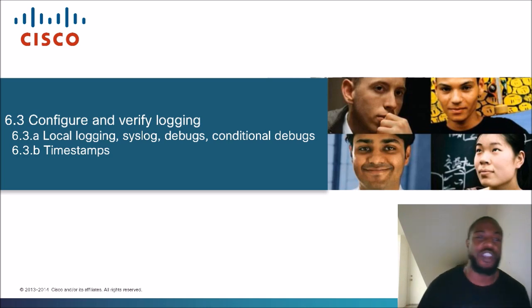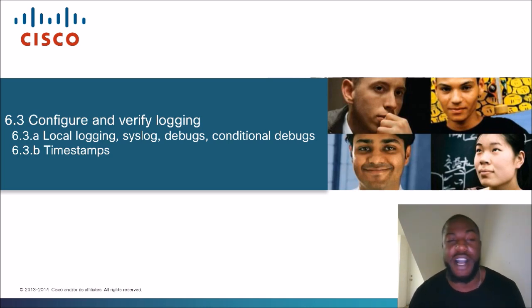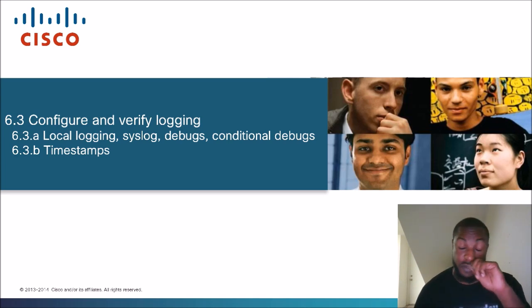Today we're going to be covering configure and verify logging, specifically section 6.3a, local logging. This is a topic in the CCNP Route exam. It'll be known as the CCNP Enterprise exam come February 24th, 2020. Let's go ahead and take a look at the exam blueprint, see where we came from, where we're headed.